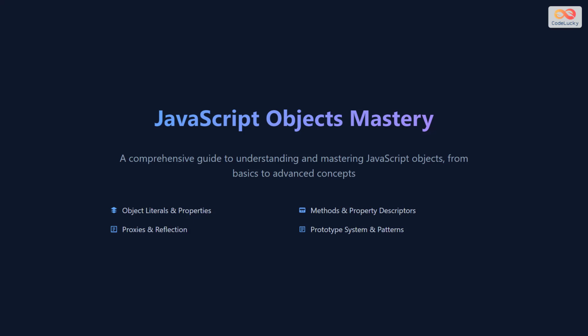Welcome to the comprehensive guide on understanding and mastering JavaScript objects. In this video, we will explore JavaScript objects, from their basic structure to the most advanced concepts. We will cover topics like object literals, properties, methods, property descriptors, proxies, reflection, the prototype system, and various object creation patterns.